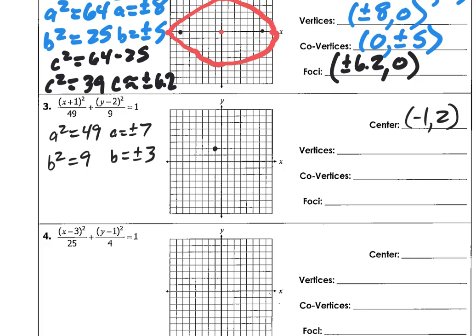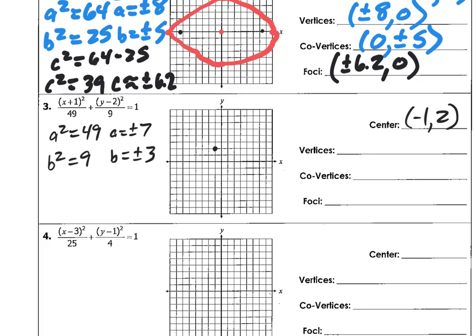Okay, is this one going to be longer horizontally or vertically? Horizontally, right? Because the bigger number, 49, is underneath the x. So it's going to be longer left and right than it will be up and down. Now here's what we have to do to find our vertices. That's why 0, 0 was so easy, because I could just add it to 0, right? When I add 7 and subtract 7 here, I have to do it to the x value.